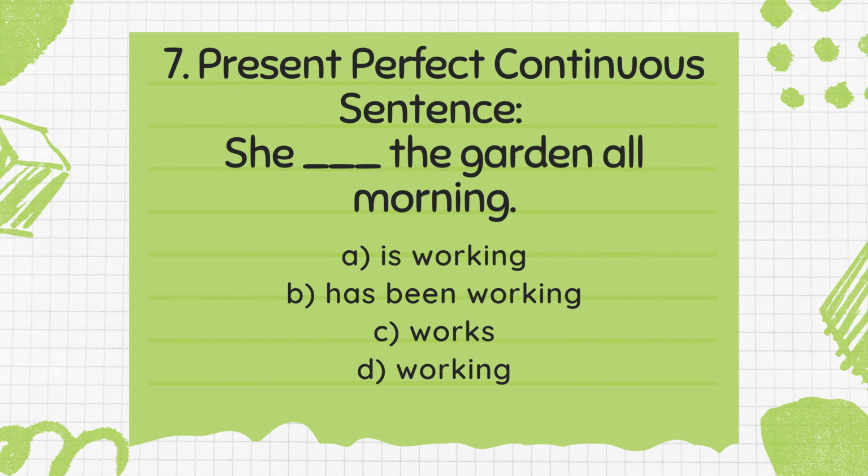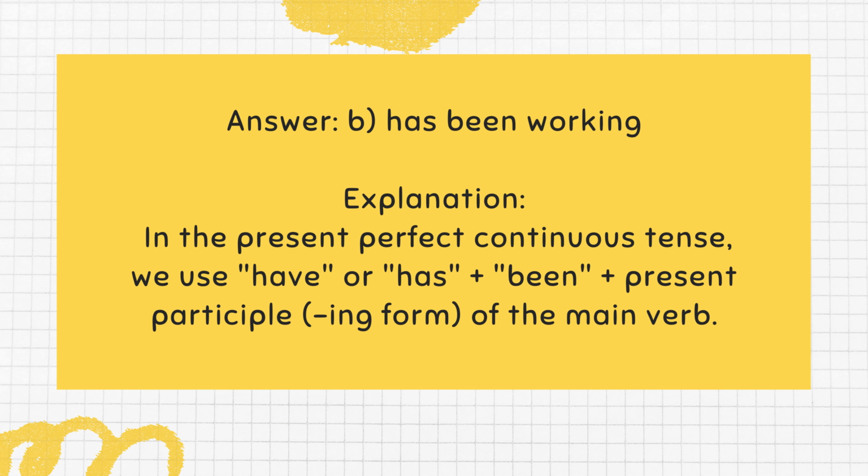7. Present perfect continuous sentence. She, the garden all morning. A, is working. B, has been working. C, works. D, working. The answer is B, has been working.